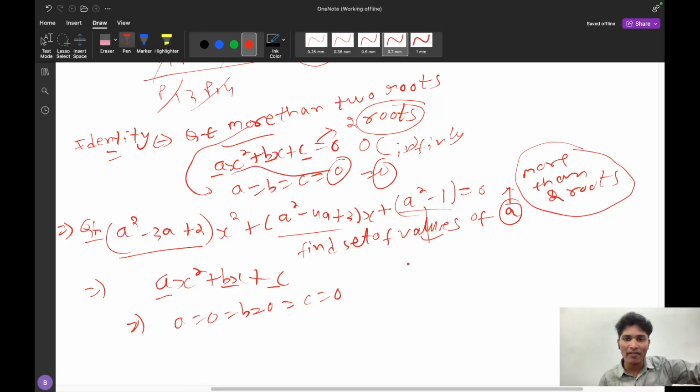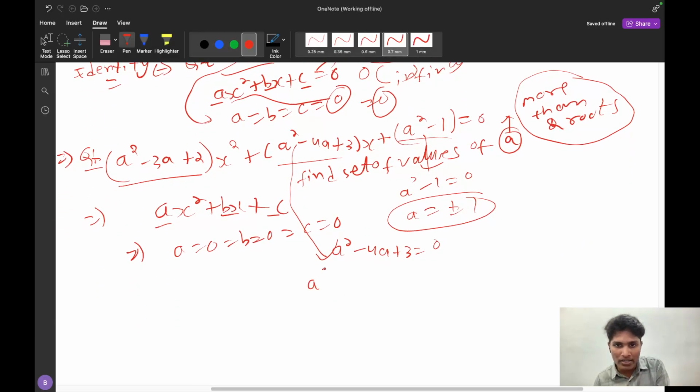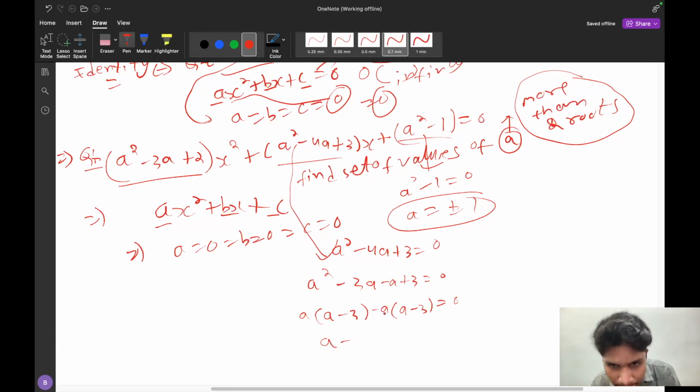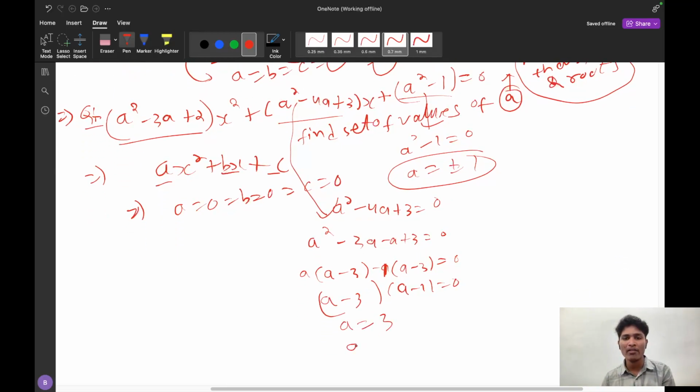So first of all I will evaluate this: a square minus 1 is equal to 0, so a equal to plus or minus 1. This is one set. For the second set, a square minus 4a plus 3 is equal to 0. What values can I get here? A square minus 3a minus a plus 3 is equal to 0, a into a minus 3 minus 1 into a minus 3 is equal to 0. So a minus 3 is one root and a minus 1 is another root. So here I got a equal to 3 and a equal to 1.